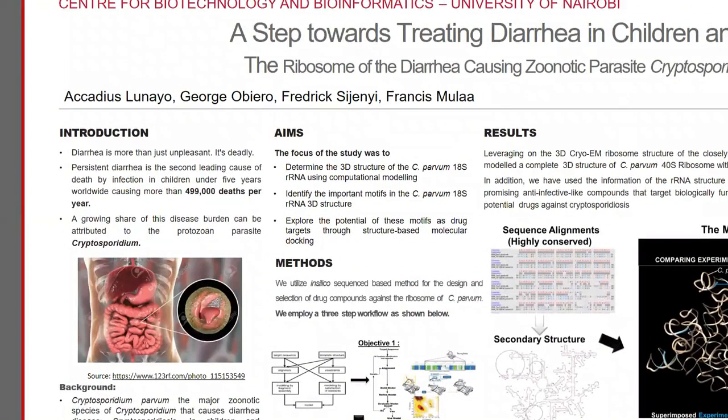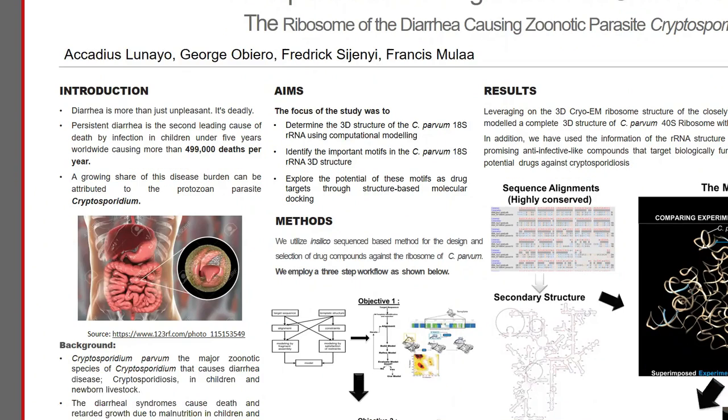Our study focused on 3 aims. These aims were to determine the 3D structure of the C. parvum 18S ribosomal RNA using computational modeling approaches, specifically homology and de novo modeling, to identify the important motifs of this 18S ribosomal RNA 3D structure, and finally to explore the potential of these motifs as drug targets through structure-based molecular docking.